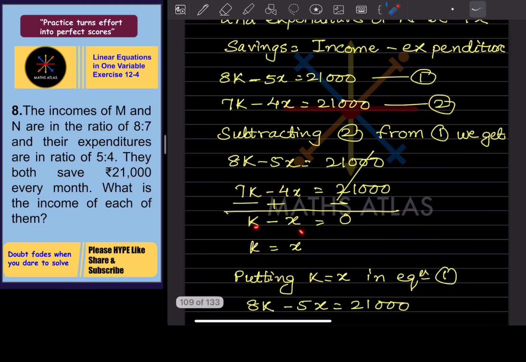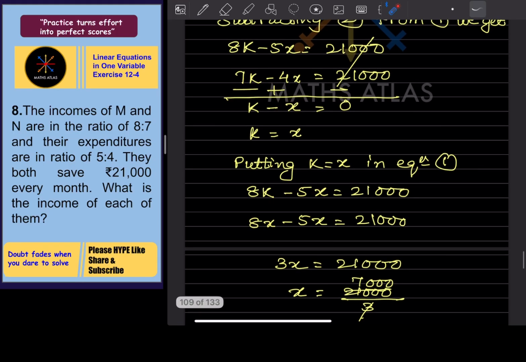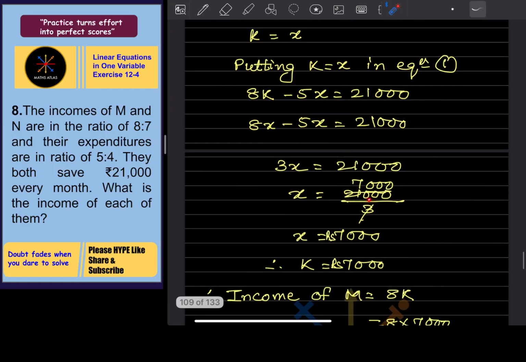So when we rearrange this one, this will go on the other side, so we get K is equal to x. So putting K is equal to x in equation 1. So this is equation 1: 8K minus 5x is 21,000. In place of this K, we are going to put x. So 8 as it is, K because K is equal to x, and this as it is. So this will be 3x is 21,000. So x is going to be 21,000 divided by 3. So x is going to be 7,000.